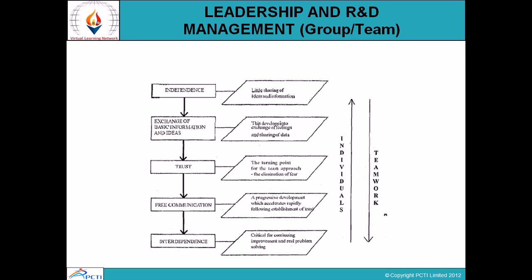So it will help to bring about independence among the people, among the organization, among the different departments. So individuality keeps on increasing. When individuality keeps on increasing, then teamwork keeps on decreasing. So the proper flow of communication must be maintained, because trust is a kind of turning point for the team approach. If trust is there, it means elimination of fear is there. Similarly, if free communication is there, it leads to progressive development, which accelerates rapidly following establishment of the trust. Right?